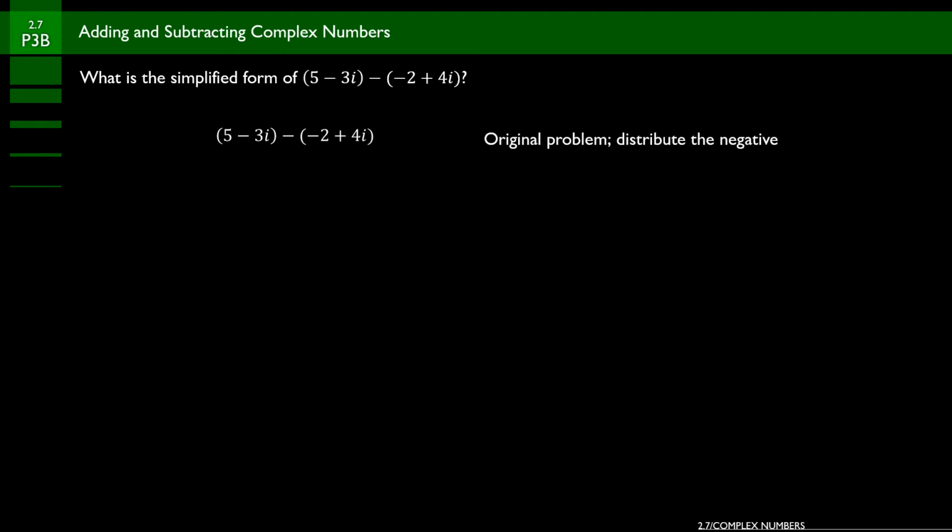But since we've got this negative sitting out in front of the second quantity, we've got to distribute a negative 1 through to both terms. So we get negative times negative 2 is positive 2, and negative times 4i is negative 4i. So now we combine like terms. 5 plus 2 is 7, and negative 3i minus 4i is negative 7i. So your solution is 7 minus 7i.